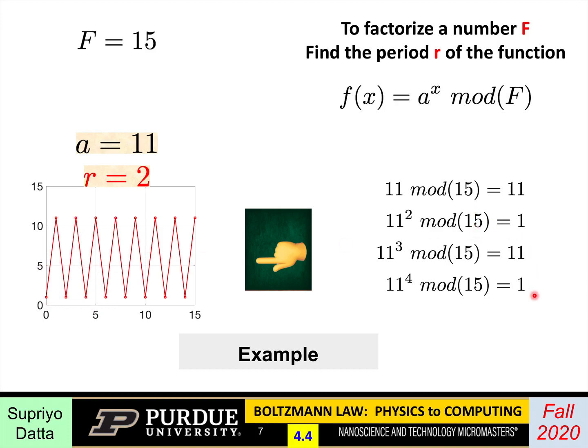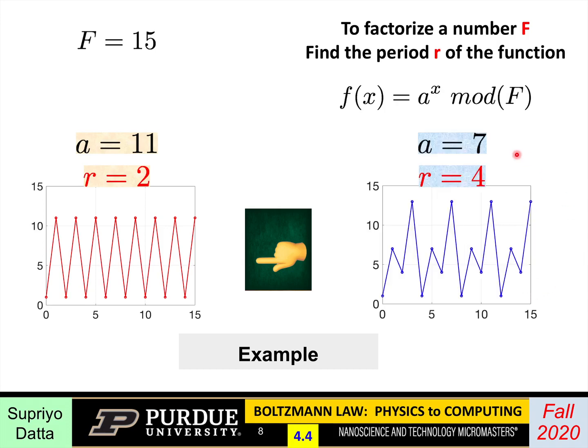Now, as I said, a is not unique. You can choose a any way you want. So if you chose a equals 7, then you'd get a different period. 7 to the power 1 mod 15, that's 7, that's this one. And 7 squared is 49, mod 15, that's 3, that's this one, and so on. And you can see that it will repeat after a period of 4.